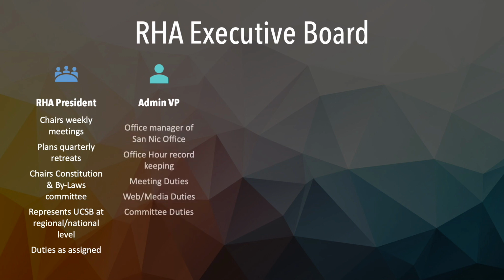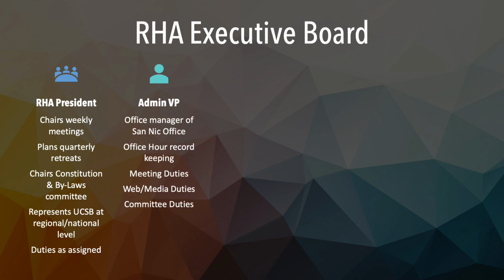Next, we have the Administrative VP. The Admin VP acts as the office manager for the San Nicolas RHA office and manages Cord Board members' office hours. The Admin VP keeps a record of the Cord Board meeting minutes and attendance, plans the weekly RHA agenda, and manages communication with flyer and funding request presenters as needed. The Admin VP also works closely with the Web Media Coordinator to keep the RHA website up to date and attends committee meetings as assigned.